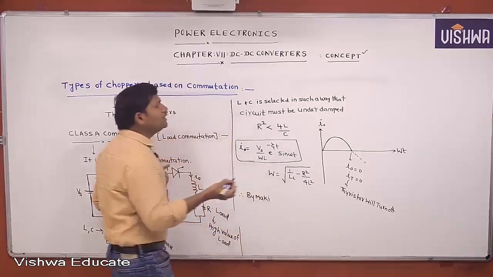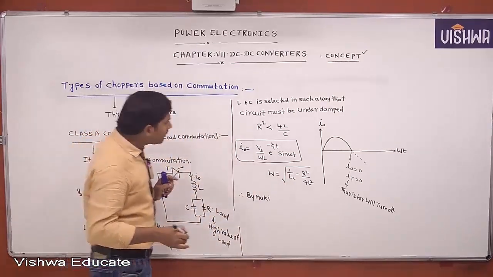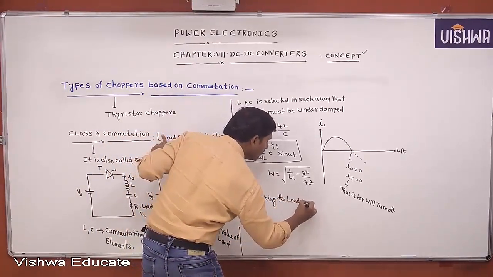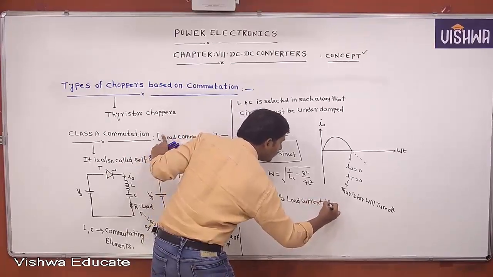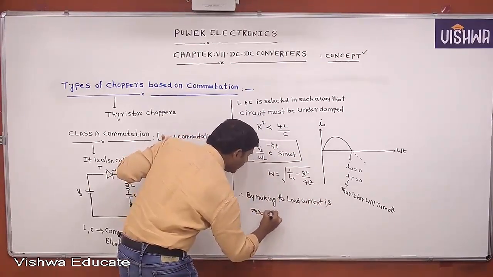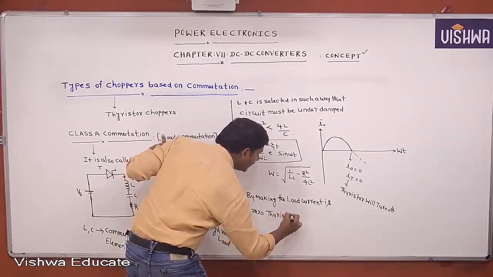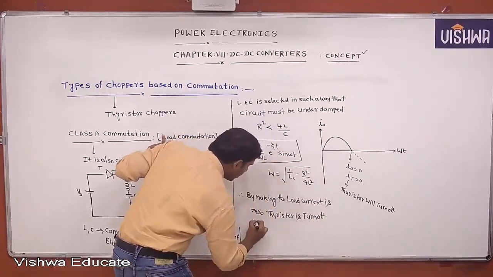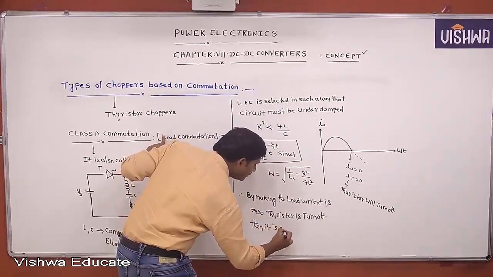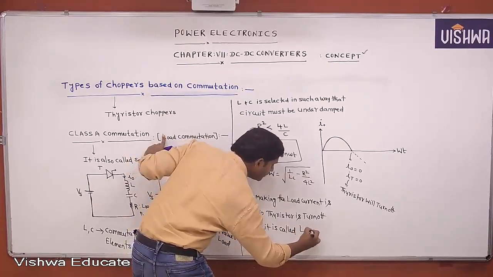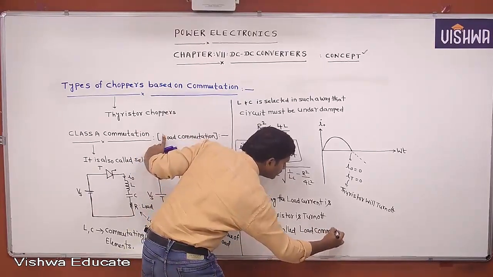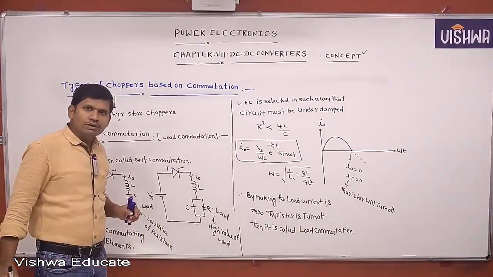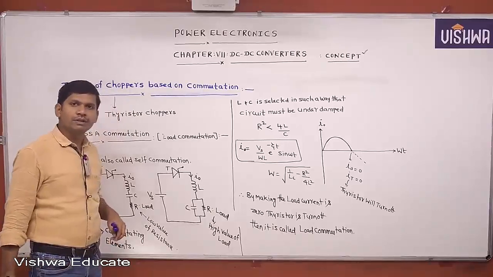How are we making the load current zero? We can select the circuit to be underdamped. By making the load current zero, the thyristor is turned off, and then it is called load commutation.